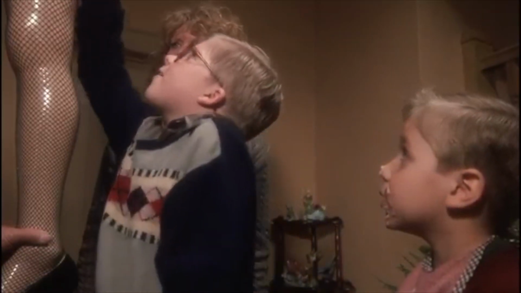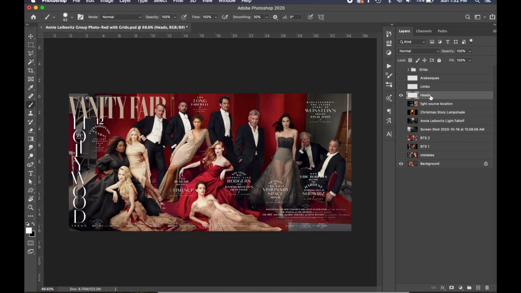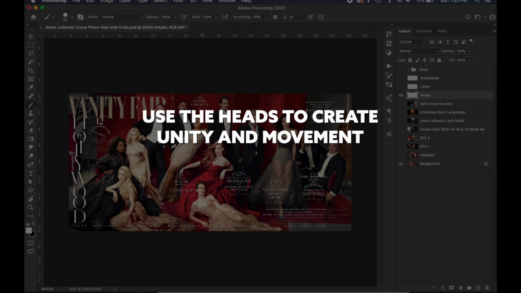So now that we got that out of the way, let's take a look at some design techniques real quick, and then we'll be done. One thing we can do if we want to create unity, say we're planning a big group photo and we want to create unity and movement, is use the heads of each subject. We can pretend it's like a dot-to-dot image.